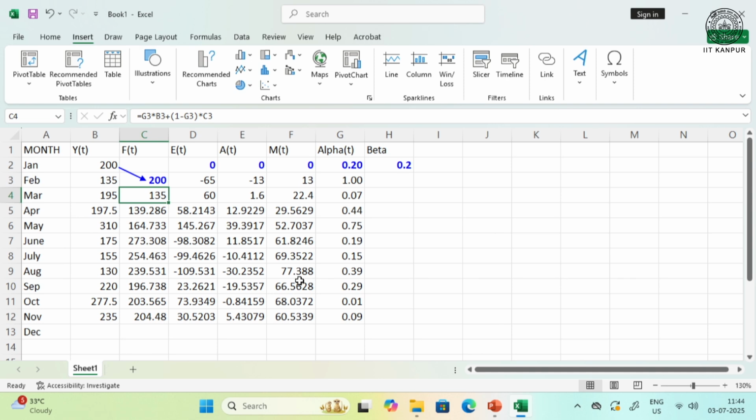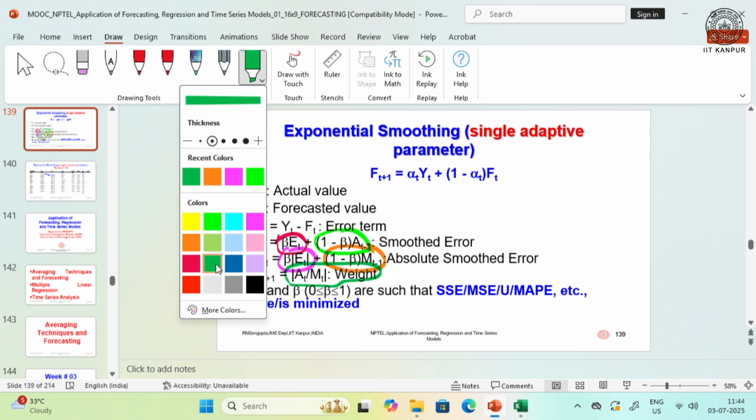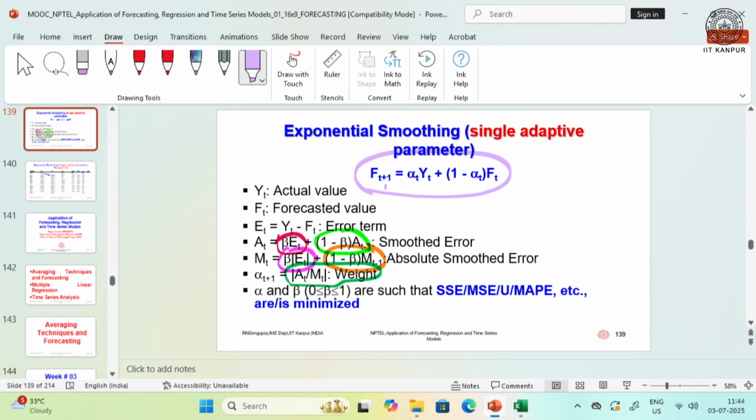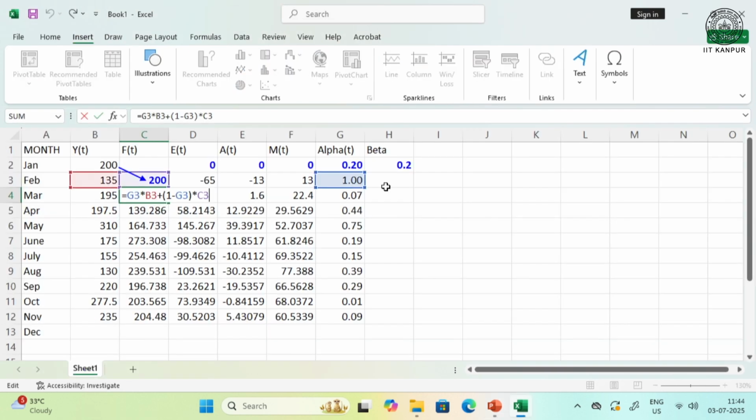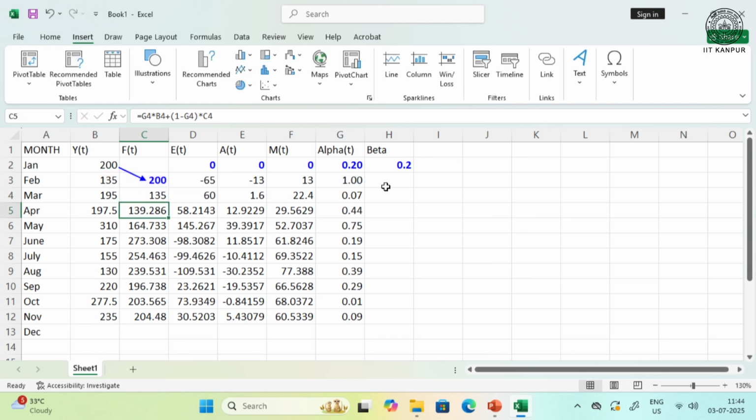Then I again proceed, I need to find out the forecast, which is important. Now, what is the forecast value? If you see the formula here, let me use the lavender one. So, F t plus 1 is equal to alpha t y t plus 1 minus alpha t f t. So, 135, how do I obtain? It is basically alpha value being 1 into the value of B3, which is y t, plus 1 minus 1, which is 0, into f t, which is 200. So, I get this value.